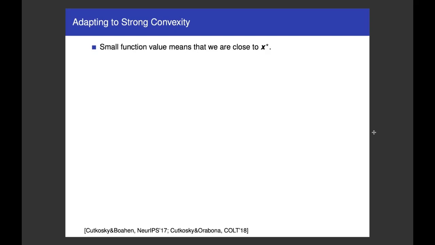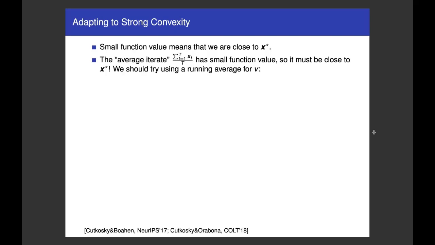Okay. So how do we use this property? It turns out that the average iterate already has small function value. Without doing anything, even if we set v equal to 0, we're still going to converge. So we'll still have small function value, and so it must be close to x star. It might not be quite as close as we would like it to be, but it's closer. So maybe we can try using a running average for v.